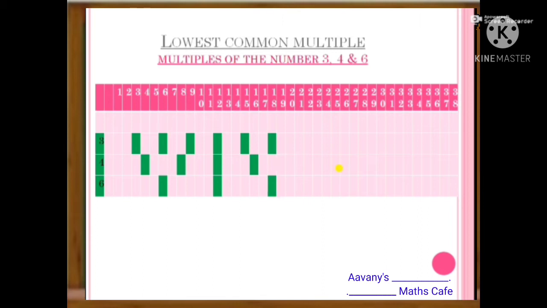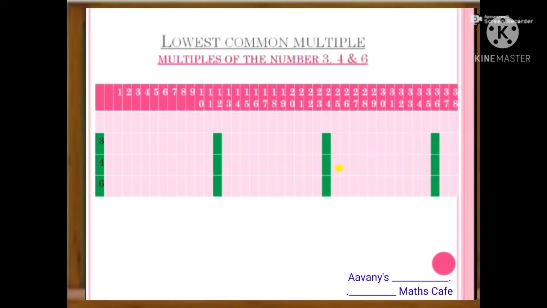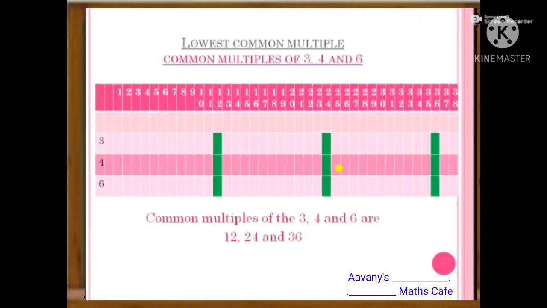In the same way, when you reach the 24th second, again all the three LEDs are glowing together. If you go on, when you reach the 36th second, again all the three LEDs are glowing together. So these three numbers are the common multiples of the numbers 3, 4 and 6. That is, 12, 24 and 36 are the common multiples of the numbers 3, 4 and 6.